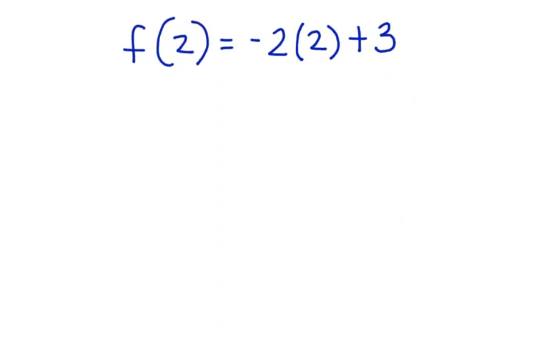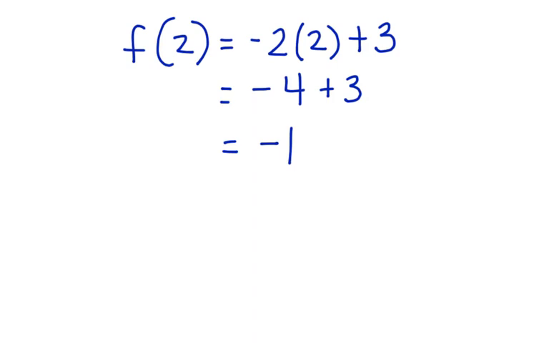Notice that we substituted 2 in every place that we saw an x in the original function. So the function of 2 is equal to negative 2 times 2 plus 3. Now let's evaluate the right side of the equation. We have negative 4 plus 3, and finally we have negative 1.